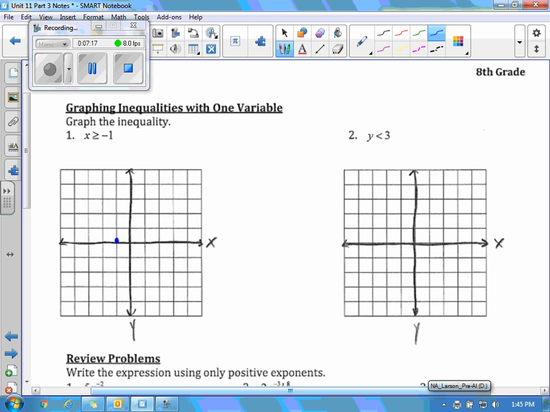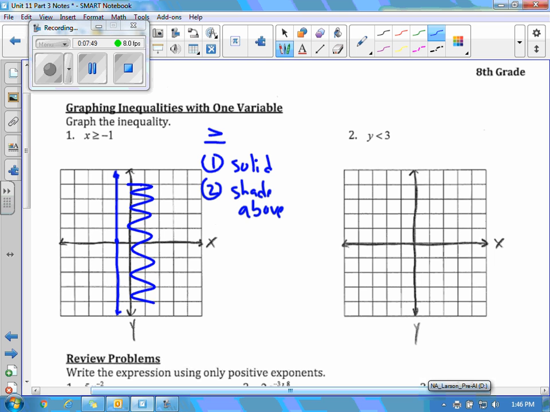So I have to worry about my greater than or equal to, which tells me two things. It's a solid line because of the equal sign, and I'm going to shade above because it's greater than. So this is going to be a vertical line, and it's going to be solid, and it's an x equals graph. Now if you look, I said shade above, but since it's a vertical line, I can't really shade above. So think of it in terms of your number line. Where are the greater numbers going to be? The greater numbers are all to the right, so I'm going to shade in over here to the right.